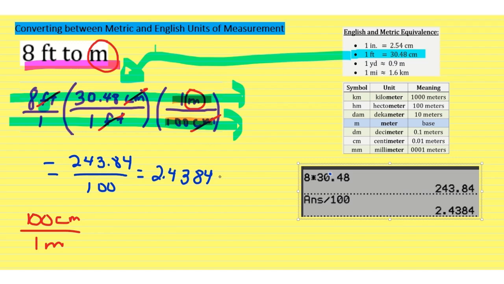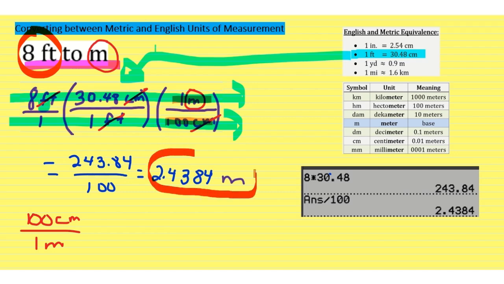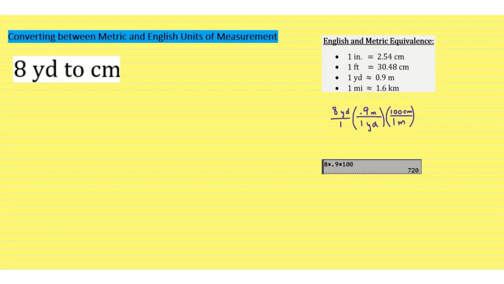So let me put the meters down. And that means that 8 feet is equal to 2.4384 meters. Alrighty then. Okay, the next problem wants us to convert 8 yards to centimeters.